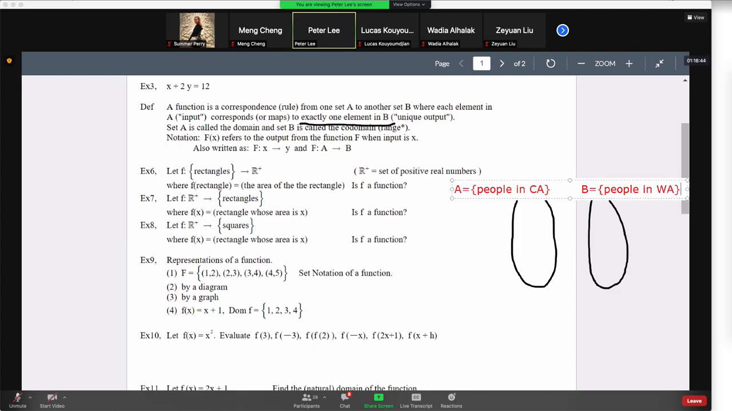So let's say California is California state, and Washington is Washington state, and A is all the people in California. So let me put a mark here. So these are the people in California, and all of these people, they kind of look like two potatoes, right? Anyway, let's say these are all the people in California, and these are all the people in Washington.